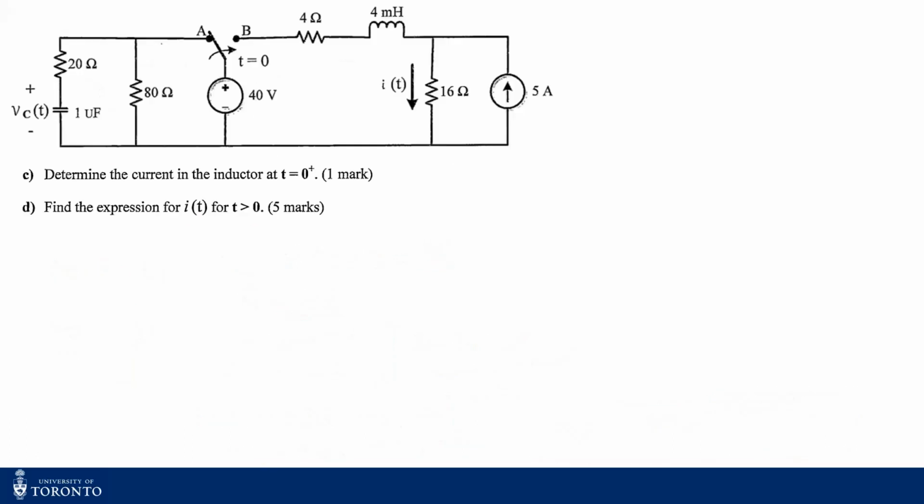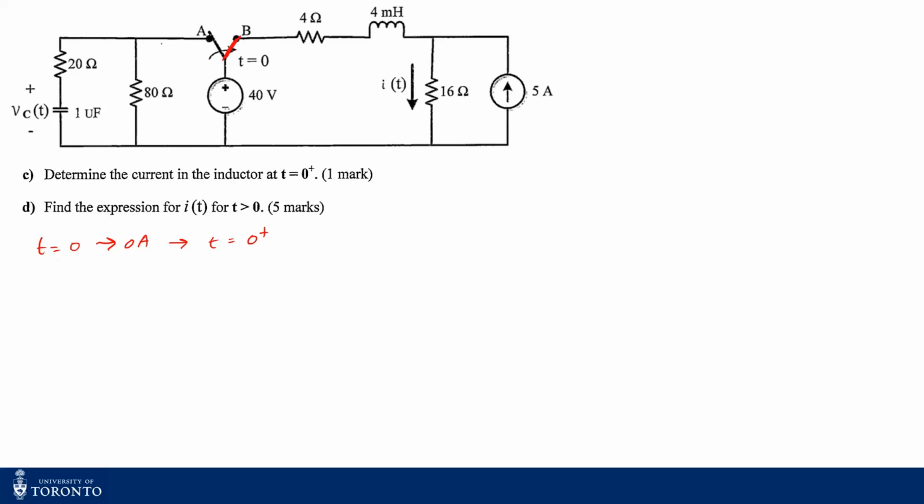Now for part C, you have to find the inductor current at time 0 plus, that means when the switch just moves to position B. Now remember, the current through the inductor cannot change immediately. So if the current at t equal to 0 is 0 ampere, this is the same current for t equal to 0 plus through the inductor, because the circuit was not completed. Once the circuit is completed, the inductor starts charging, and then there will be a current.